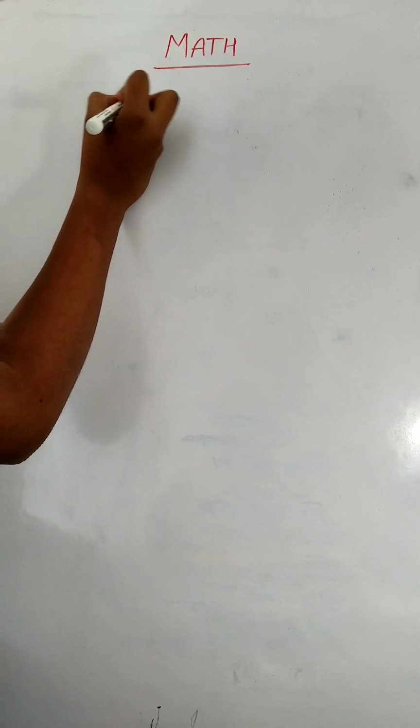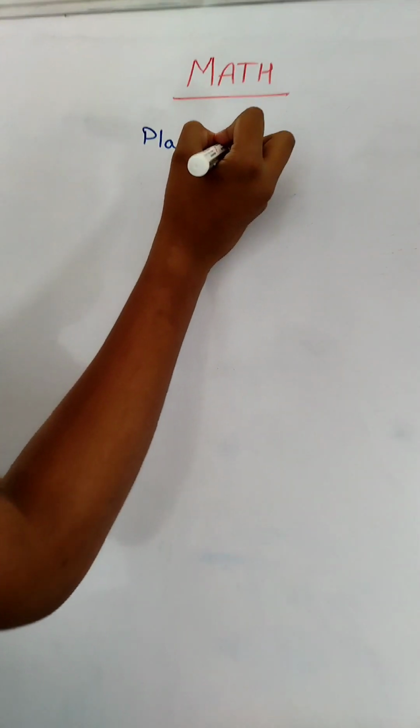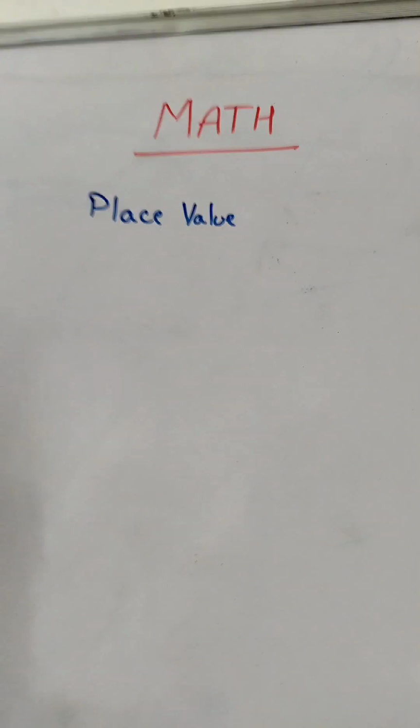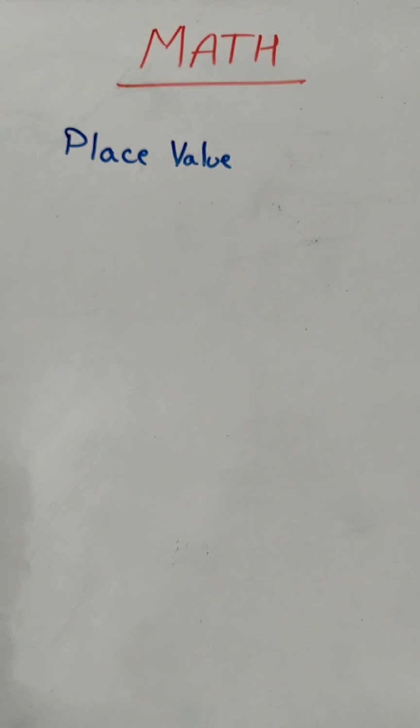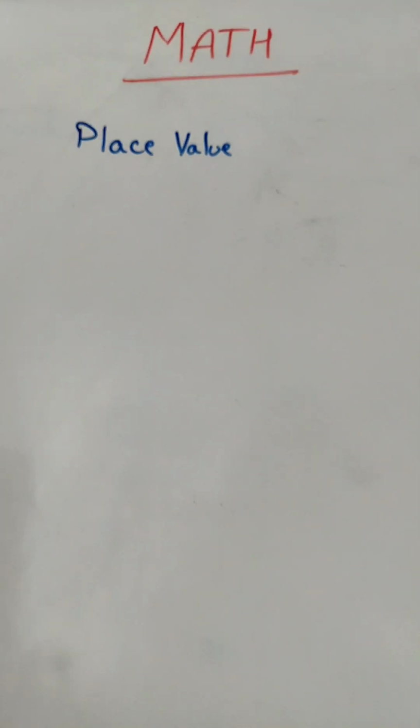Last class we did number systems, prime numbers, even numbers, and odd numbers. Today we will be doing a little bigger, a little wider branch of math, which is place value. Place value is a very big part of math, as it goes on infinitely.